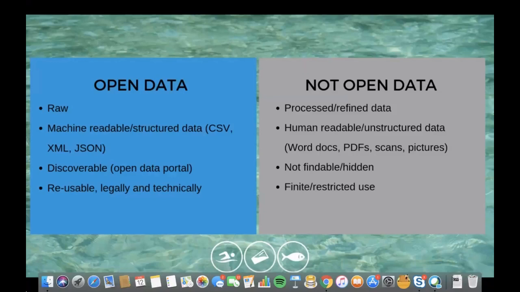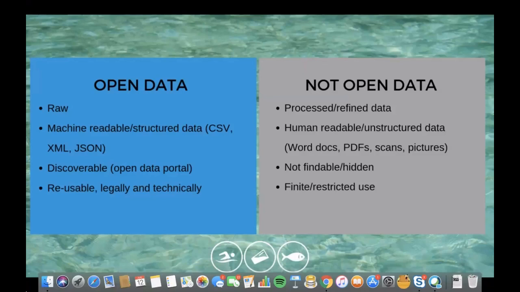It also has to be machine readable, and most of you are probably familiar with a CSV. You could download an Excel or a Google Sheet as a CSV, XML, or JSON. Those are all machine readable structured data formats. Human readable, or unstructured data, would be a Word doc, PDF, scans, pictures. You often see that embedded on websites, just a PDF or picture of the test results, maybe a photo taken of the actual spreadsheet itself.